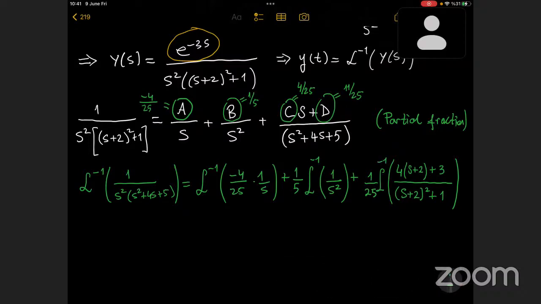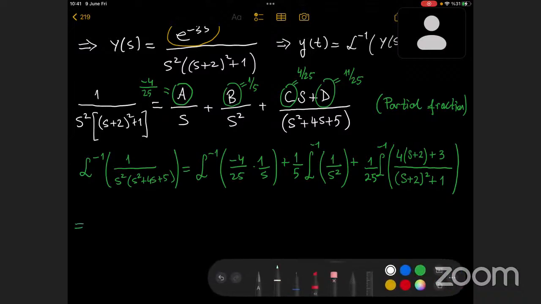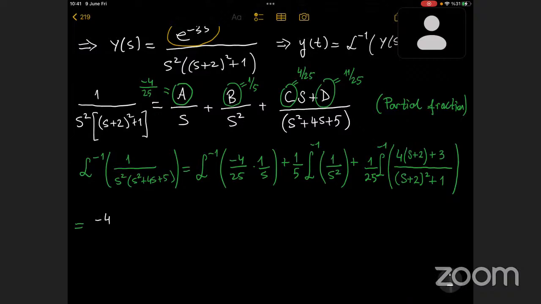Böyle yazdık. L inverse of course. L inverse of this. Now let's write here the result. This is equal to minus 4 over 25. 1 over s, 1 bölü s'in inverse Laplace'ı 1 değil mi? 1'in Laplace'ı 1'di. 1 bölü s'ti. Plus 1 over 5. 1 over s square has inverse Laplace t over 5 basically. Next, we can decompose this into two parts like that.